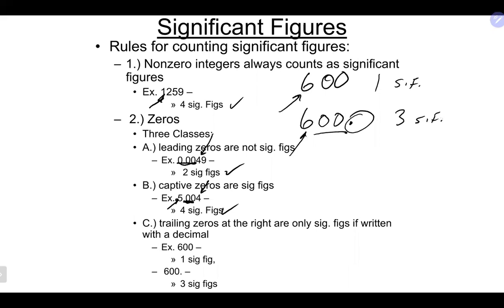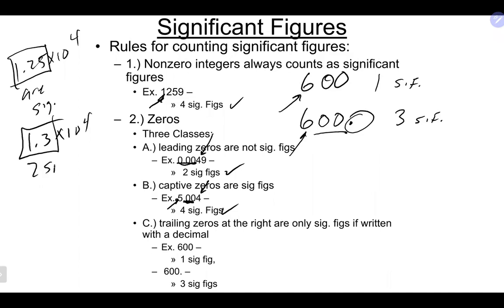A reminder, I think from earlier: if you do write a number in scientific notation, all the numbers before the times 10 part are significant. So you can use scientific notation to write as many significant figures as you may need. For example, if I needed 2 significant figures instead of 3, I could write 1.3 times 10 to the 4th. Now I would have 2 significant figures instead of 3.